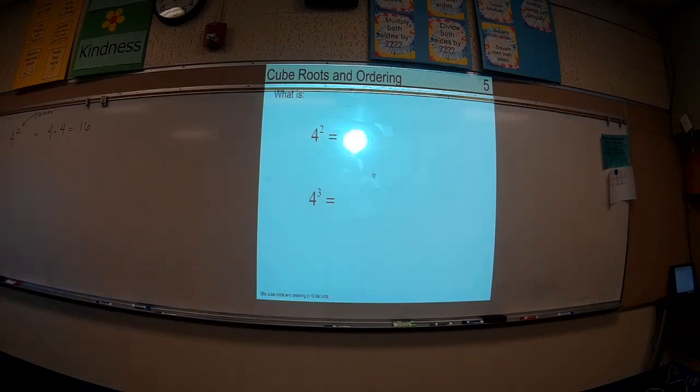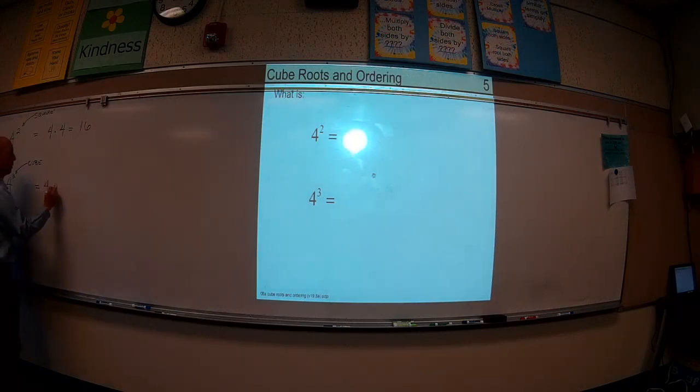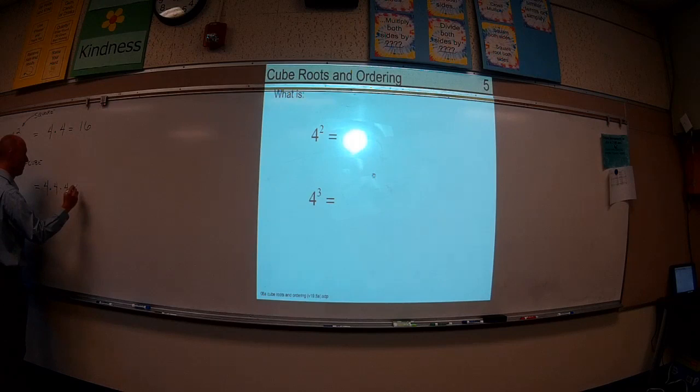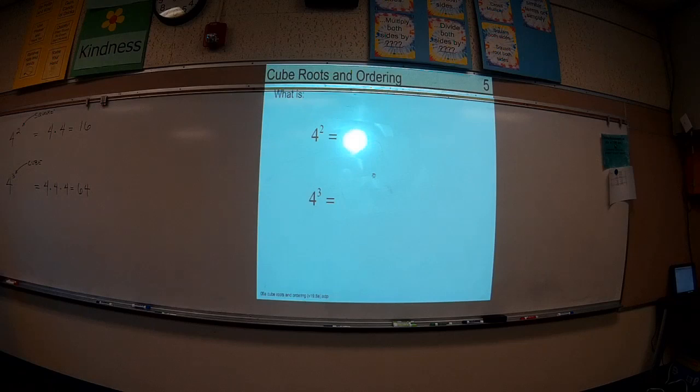But today, we're going to add in what's called a cube. 4 to the third. This is called a cube. And Mark is already there saying it's 4 times 4 times 4. So 4 times 4 times 4 equals 64. This is how a cube works. But it gets even better.